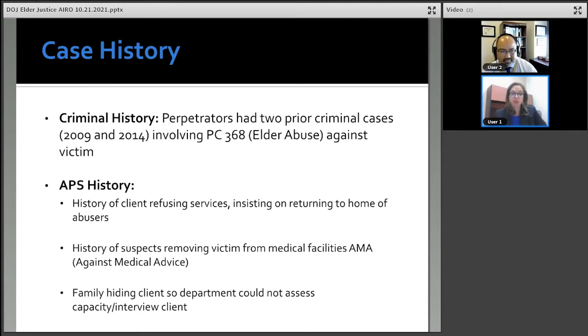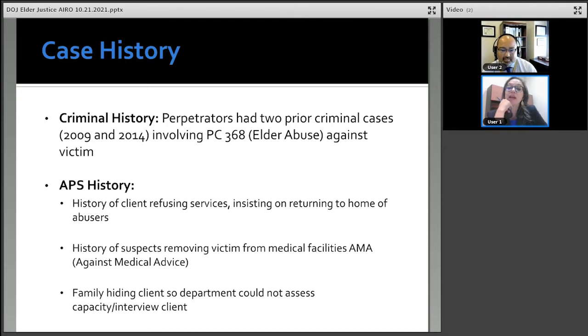As for the criminal history, the daughter and the son-in-law had prior elder abuse convictions. This family had actually hit, kicked, and punched their own mom in public on a couple of different occasions, which was witnessed by people, and that's why law enforcement was involved. So you can imagine, if they're that blatant in the public eye, what may be going on in the home. We also had APS history, right?